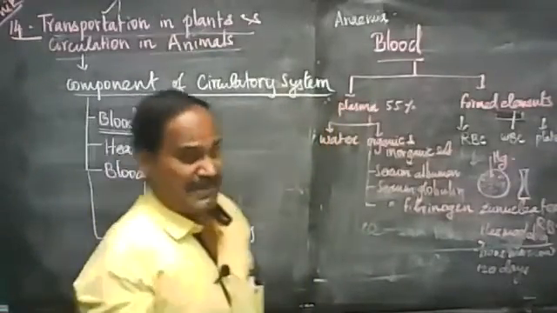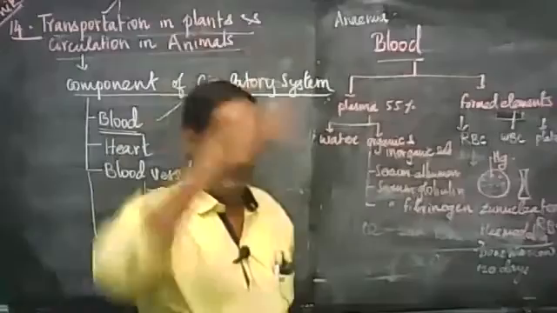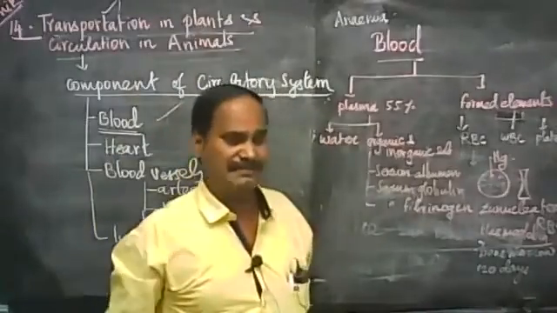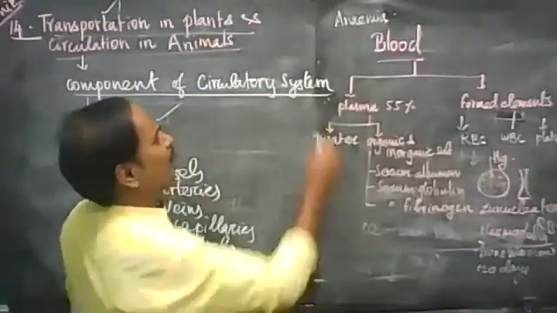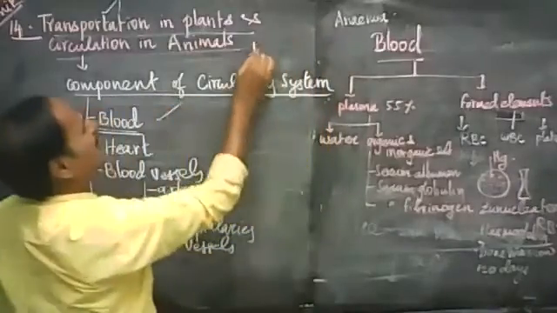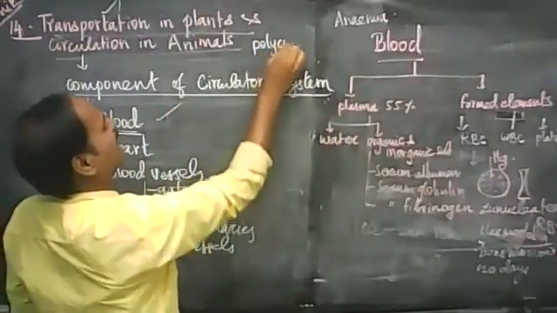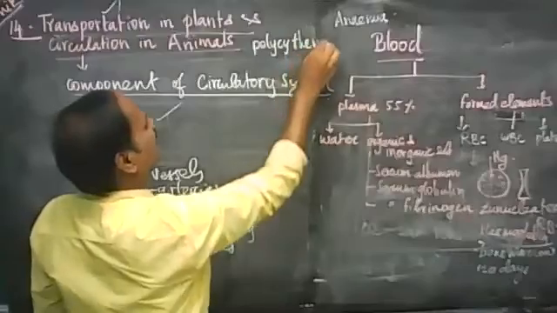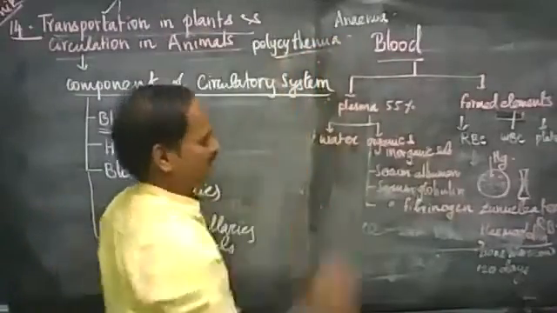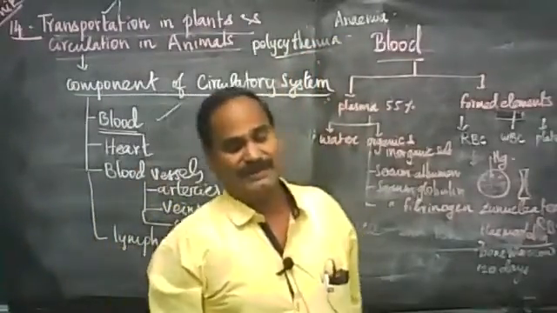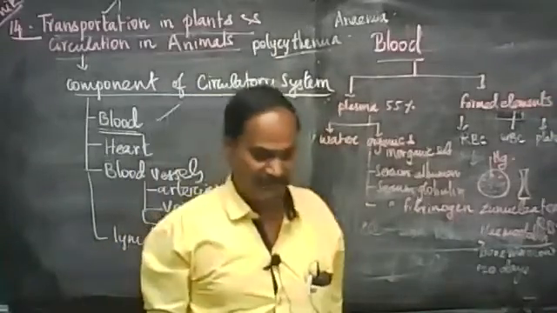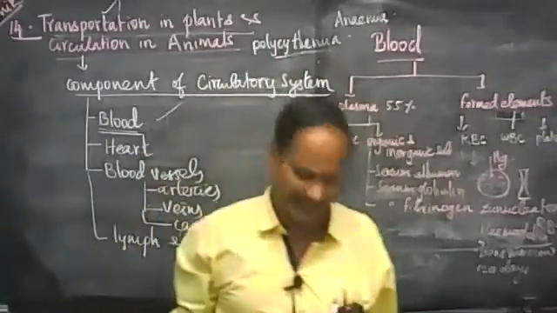Now when the RBC number goes beyond the normal limits, the increase in the number of RBC beyond the normal limit is denoted as polycythemia. What is called polycythemia? Increase in the number of RBC. When RBC number is more than the normal, this condition is called polycythemia.